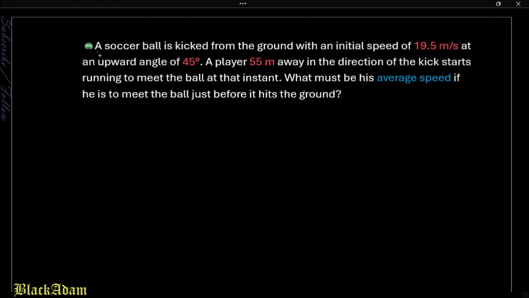Welcome to physics class, and we have a situation where a ball is kicked from the ground at a speed of 19.5 meters per second. The chapter is about projectile motion, so two dimensions. Projectile motion is an object that is thrust in the air with the only influence it has being its gravitational force. The angle is 45 degrees and the player is 55 meters away. What is the average speed that the player has to run to catch the ball?